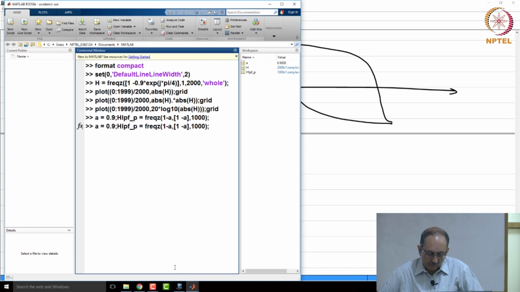Now I am going to get the low pass filter, but now using a zero. The numerator is now 1 plus a z inverse, a is 0.9, and the denominator, because I want to normalize the gain, is just a constant, and that constant happens to be 1 plus a, right. So I have a low pass filter realized using both pole and zero.